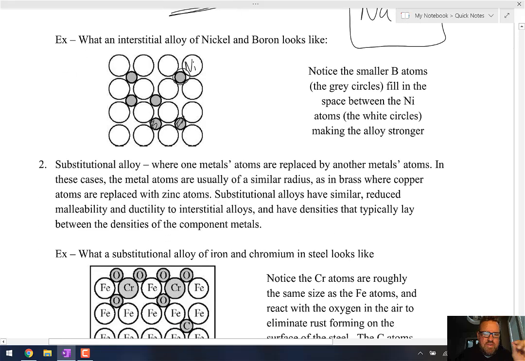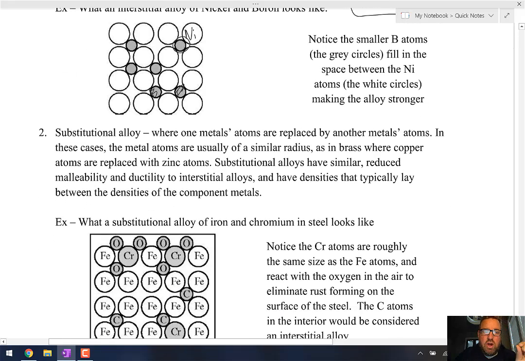The other type of alloy that we should be familiar with is called a substitutional alloy. In a substitutional alloy, you're taking one of the metal atoms away and replacing it with a different atom that is similar in size.